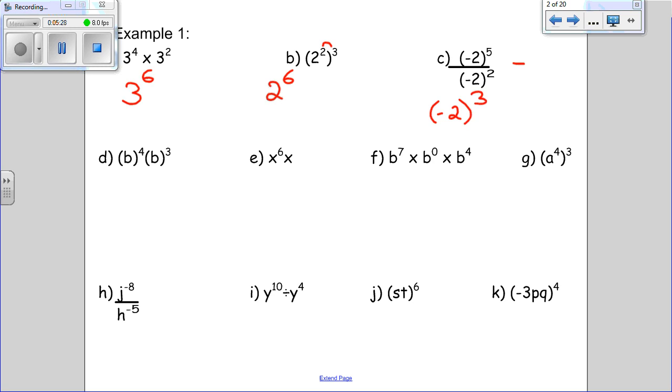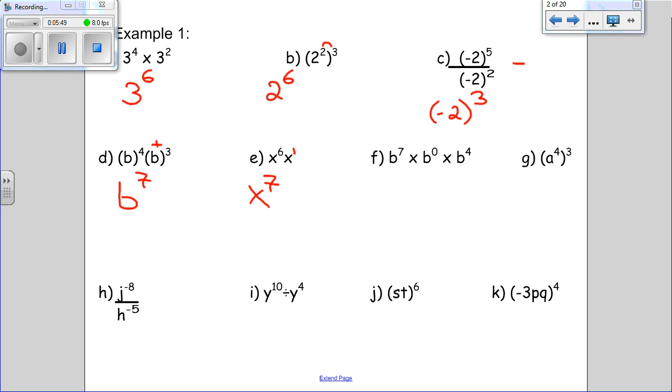For d over here, this is multiplication, so we add the exponents, so it's b to the power of 7. The next one, multiplication again. This exponent is a 1. Remember, if there's no exponent, there's a 1 there. So it'd be 6 plus 1, which would be x to the power of 7.